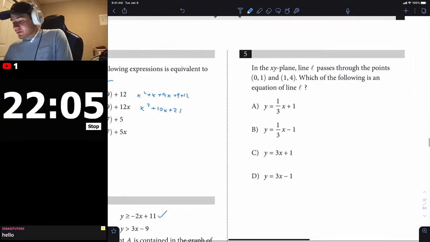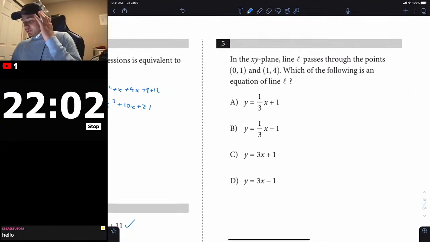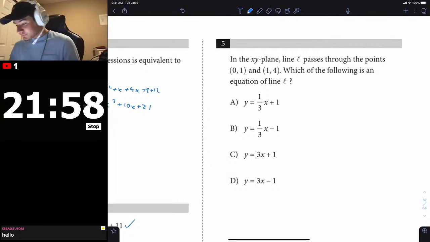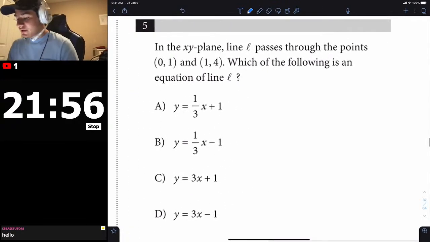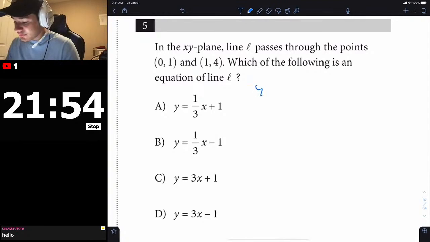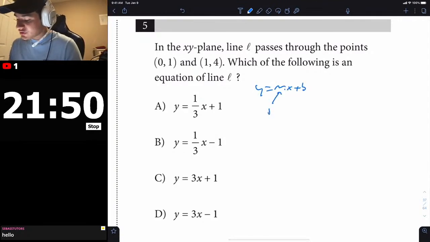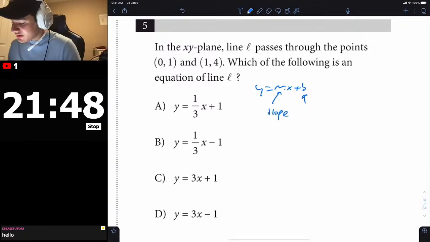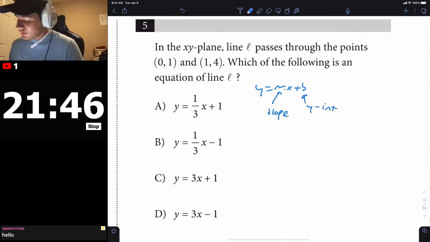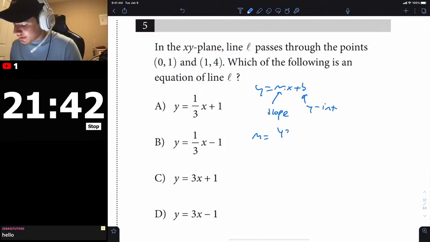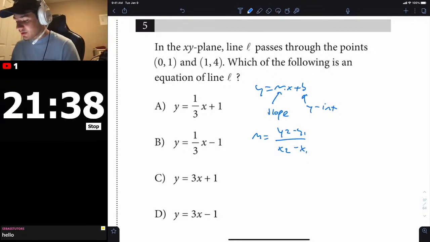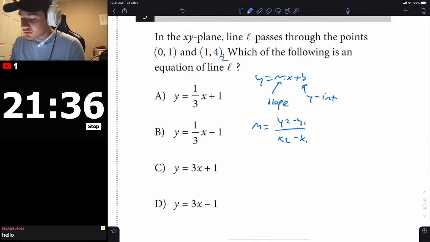Alright, number 5. In the xy plane, line L passes through the points 0, 1 and 1, 4. Which of the following is an equation of line L? They tell us it's a line, right? So the equation of a line is y equals mx plus b, where m is the slope, right? And b is the y-intercept. We can find the slope by using this equation. m is equal to y2 minus y1 over x2 minus x1. That's going to be our slope formula. And we'll call this point 2 and we'll call this point 1.